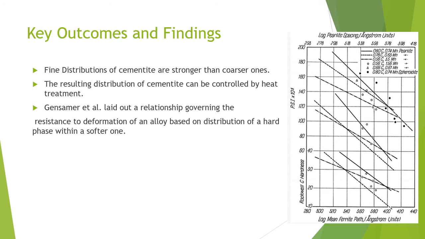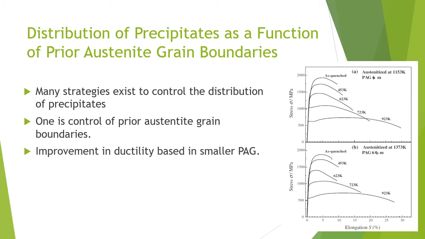There are a number of different methods for controlling the distribution of precipitates. One of the strategies we discussed in class was the degree of undercooling, which works because of the change in diffusivity as a function of temperature, as well as the dependence of the critical radius on temperature.